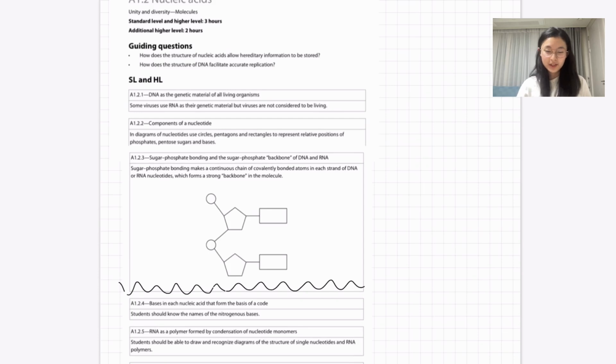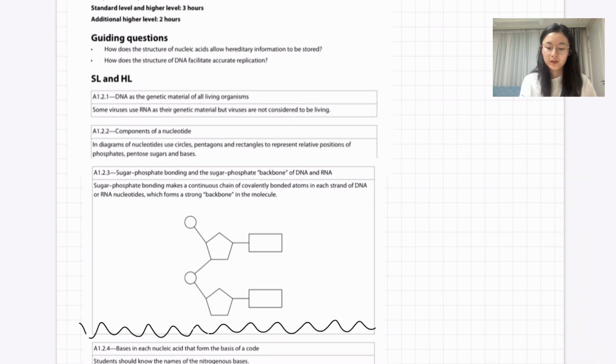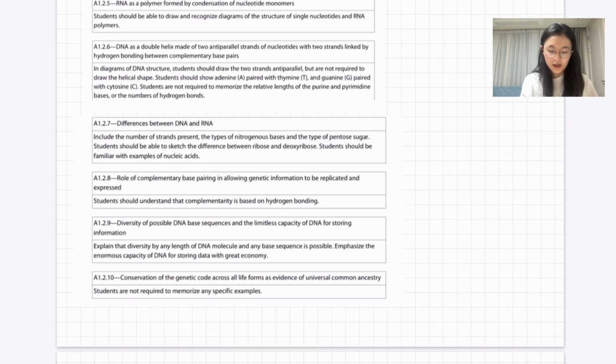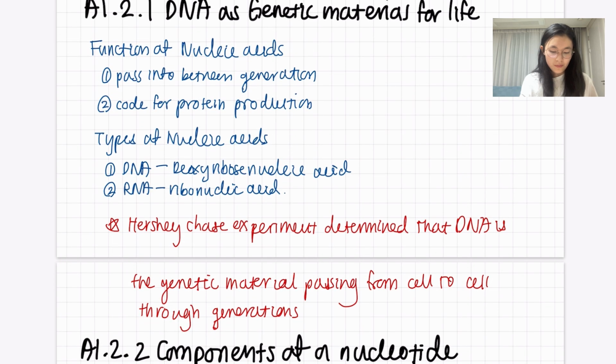Hi everyone, today we're going to look into a little bit of IB biology, and the topic that we're going to specifically dive into is nucleic acids. We're going to cover it until topic 1.2.3, which is sugar-phosphate bonding and the sugar-phosphate backbone of DNA and RNA. So let's get started.